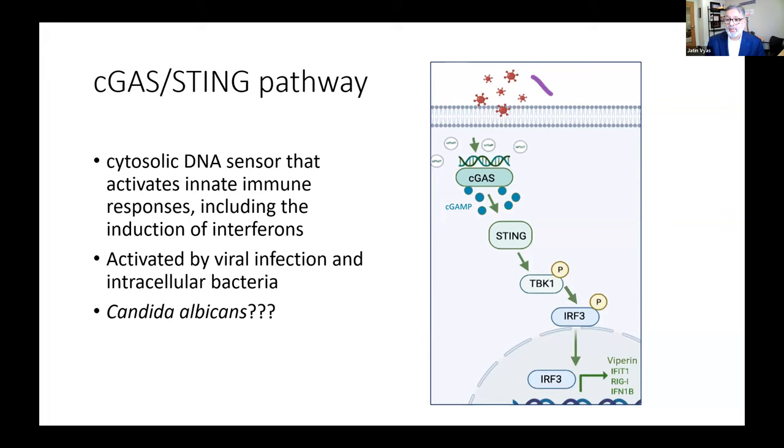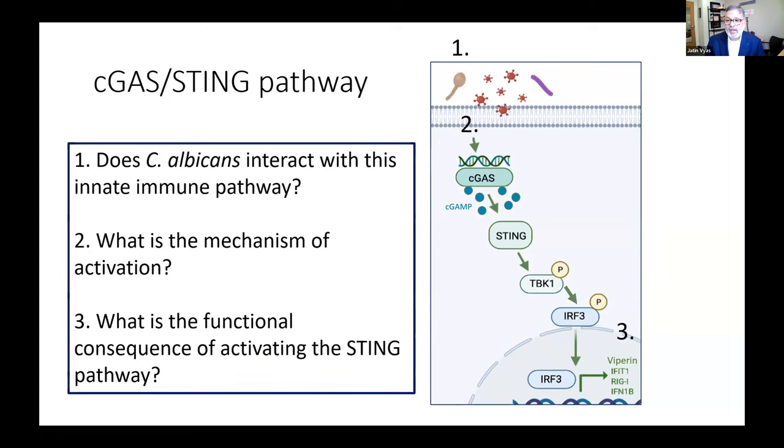And one of the ones that we will use as a faithful reporter of activation of this pathway will be Viperin, which is a product of this pathway. And you'll see elaboration of Viperin or soluble interferon as part of our readout in our system. So Hannah asked three fundamental questions.